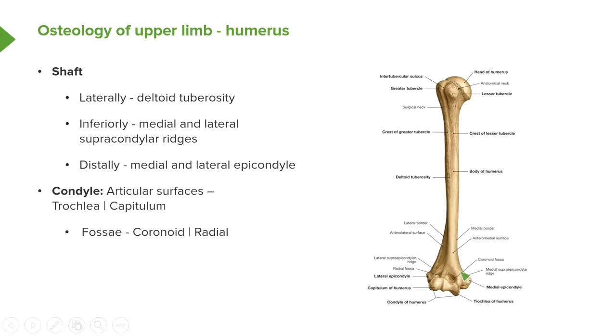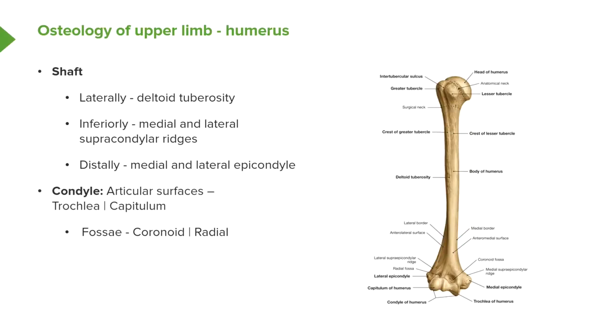Most distally, the humerus dilates into two condyles of the humerus. And these form the articular surfaces that articulate with the radius and the ulna. And these articulations form the elbow joint.